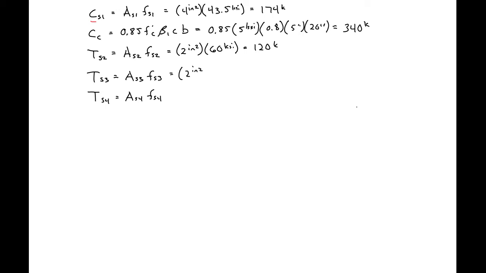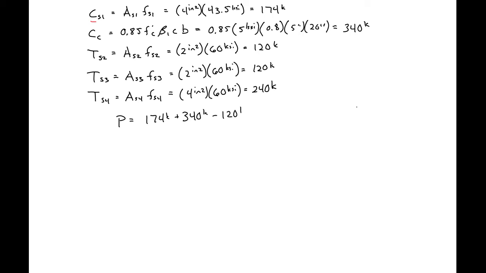Our third layer of steel also has 2 square inches. It's also yielded, so it's also 120 kips. And then finally, our last layer of steel, we have 4 number 9 bars, also yielded, so we're at 240 kips. So we can find our P then equal to 174 plus 340 minus 120 minus 120 minus 240, and this will give us a P of 34 kips.